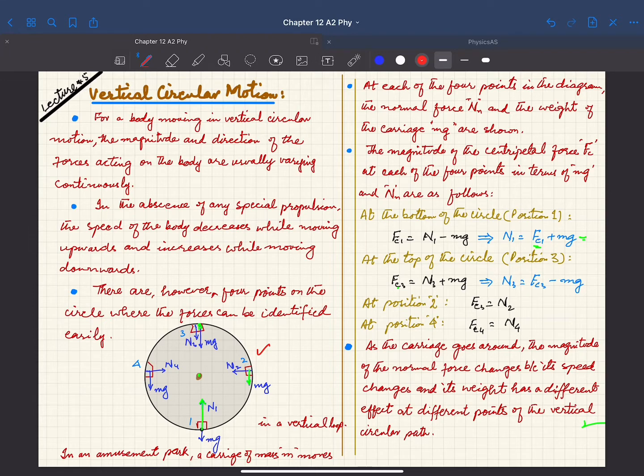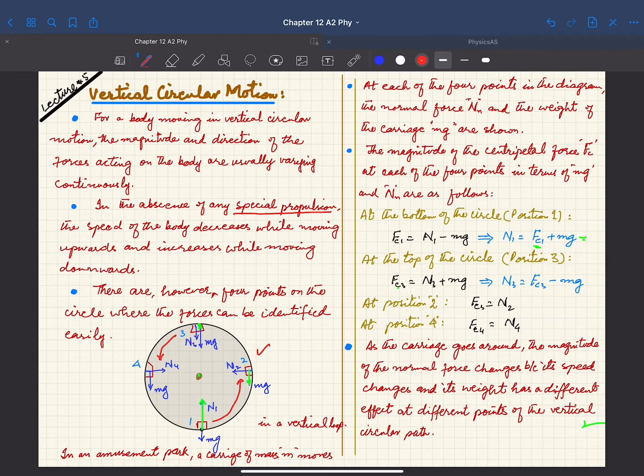But if we do not have any special propulsion, then the speed of course will decrease when you move upward, and when you are coming back towards the bottom of the vertical circle, then the speed will increase. So this is the basic point as far as the concept is concerned.